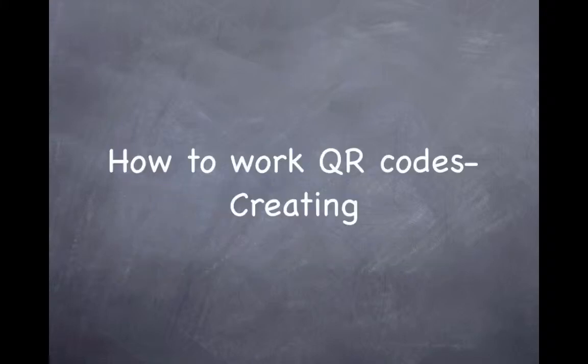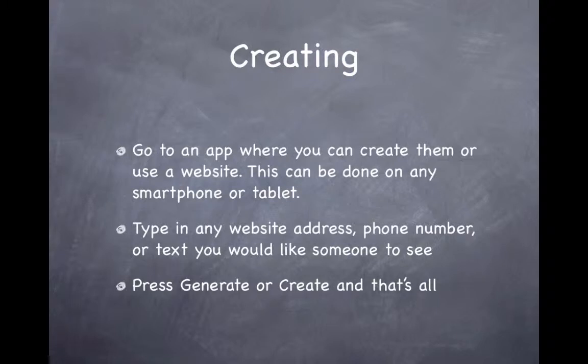How to work QR codes: creating them. You can go to an app where you can create them or use a website. This can be done through any smartphone or tablet, or a computer for the website. You just type in the website address, phone number, or text you would like someone to see, and you press generate and create, and they're pretty easy to make.